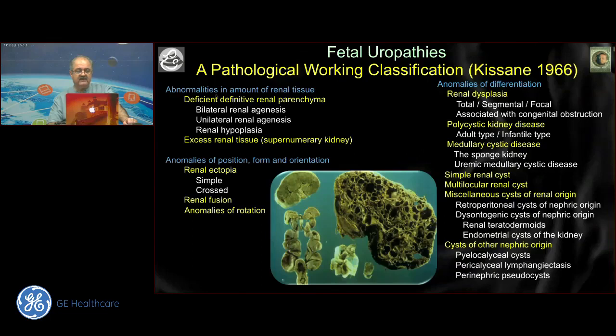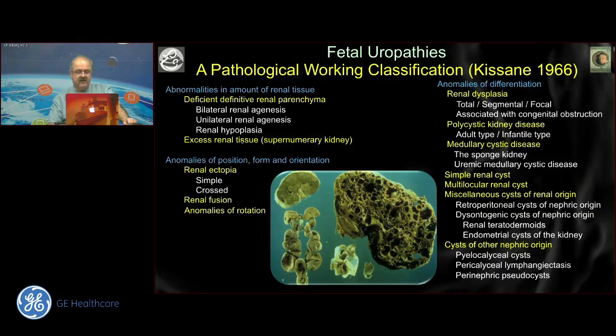So we have abnormalities in the amount of renal tissue. We have anomalies of renal position, the shape of the kidney and orientation of the kidneys. We have anomalies of differentiation, and in this we have several categories which we will discuss. In the anomalies in the amount of renal tissue, you could either have a deficient definitive renal parenchyma, which means either no kidneys, bilateral renal agenesis, or a unilateral renal agenesis, and of course a hyperplastic kidney, which may be unilateral or bilateral. You might have excess renal tissue, which is a duplication of one kidney or a supernumerary kidney altogether.